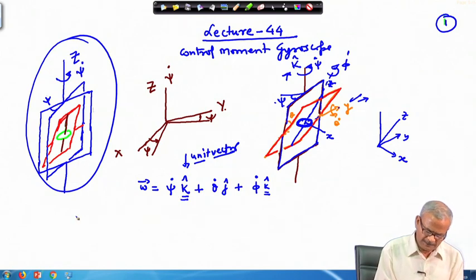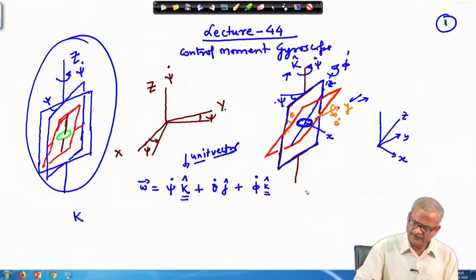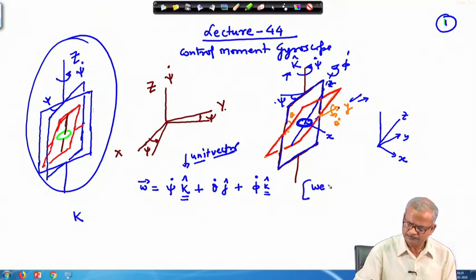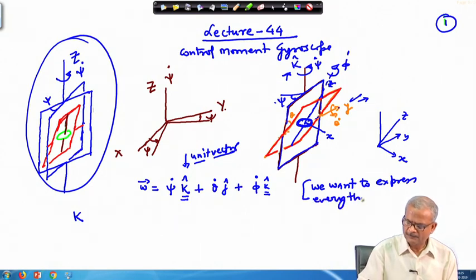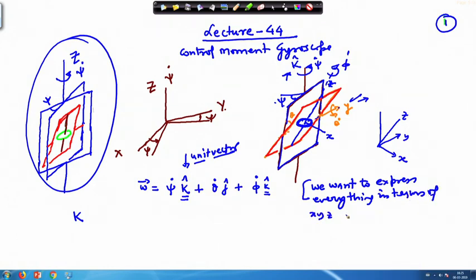Now, we want to express everything in terms of x, y, z coordinates.